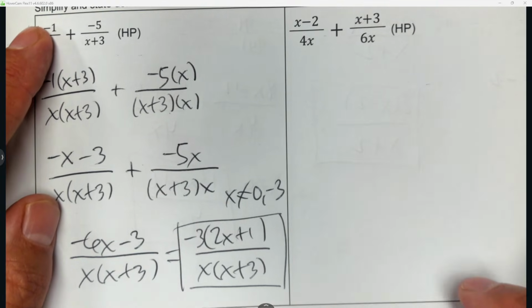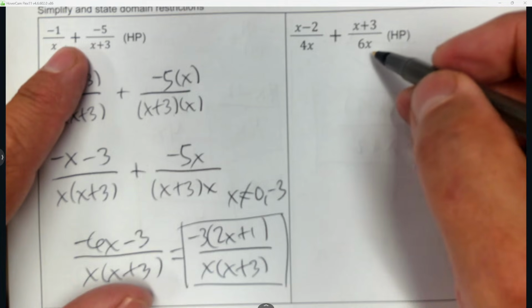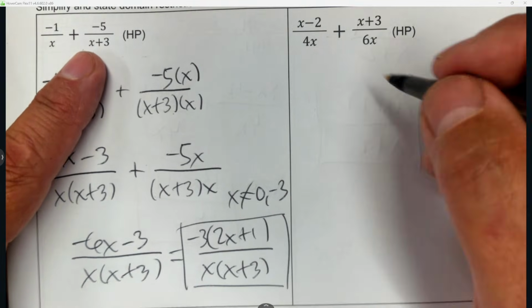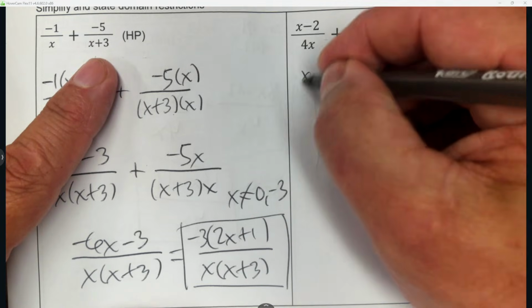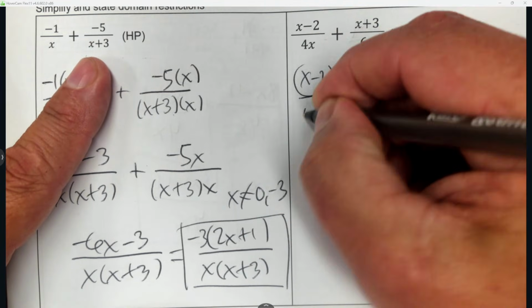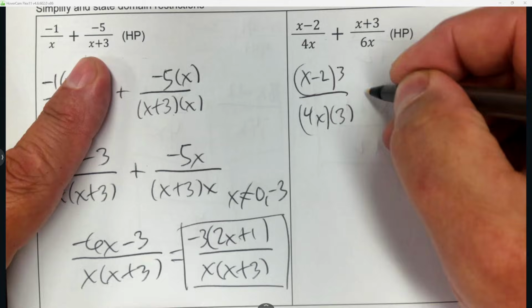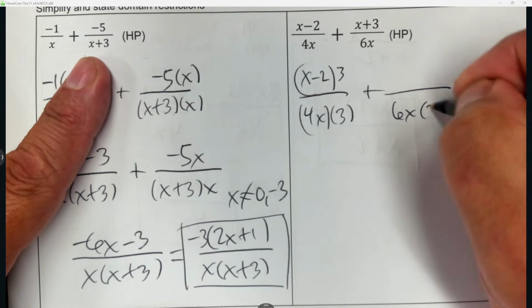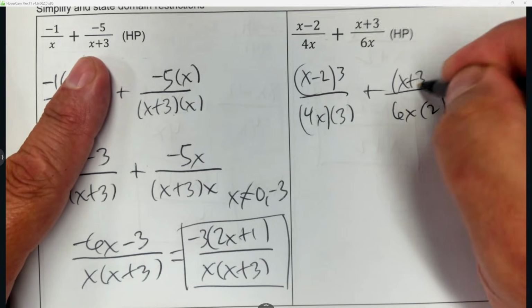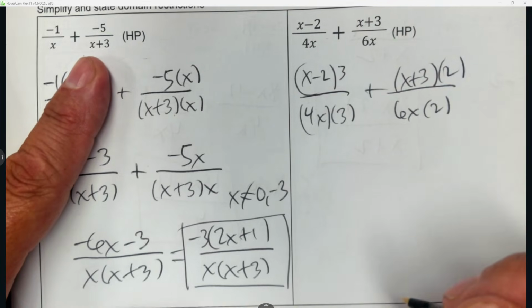All right, I need to make the denominators the same. 4 and 6 both go into 12 evenly. So I'm going to multiply by 3. So I'm going to multiply the top and the bottom by 3. The second one, to make it a 12, I'm going to multiply times 2, top and bottom. And then I'm going to distribute.